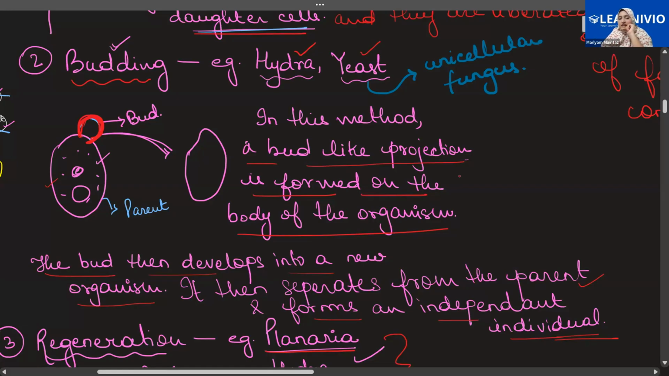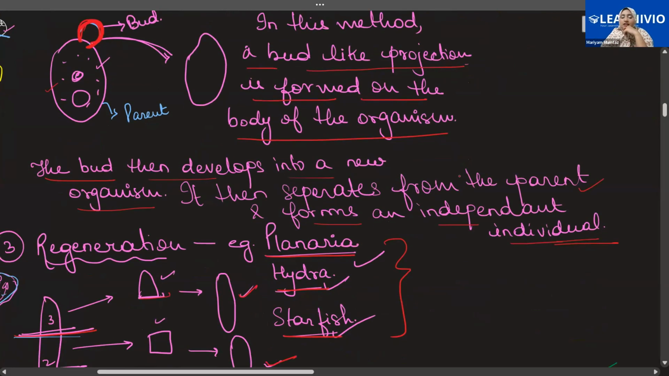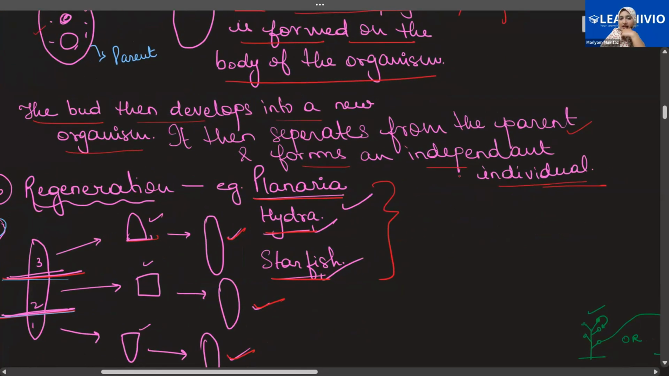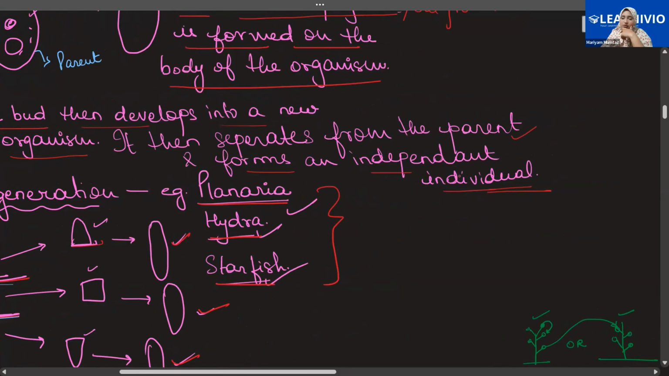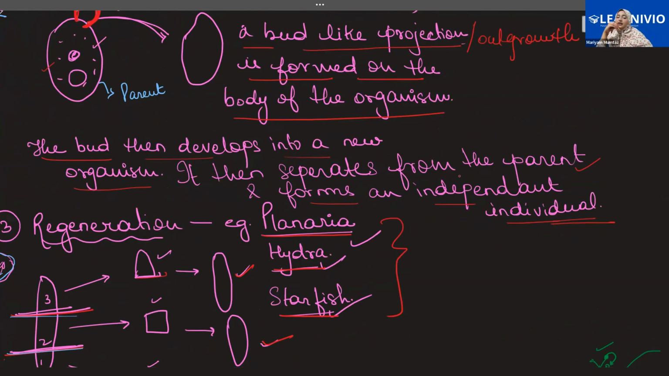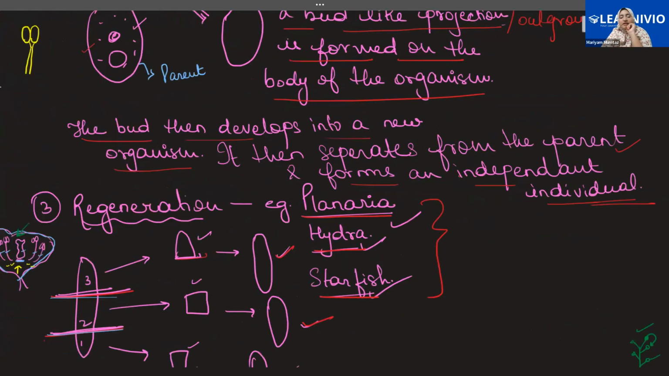Now here, what happens? In this method, a bud-like projection or outgrowth is formed on the body of the parent organism. Then the bud develops into a new organism. It then separates from the parent and forms an independent individual. So for a while it will grow on the body of the parent, but slowly it will detach from the parent's body and develop into an independent individual. Got it? Budding is clear? Okay. Then comes regeneration.